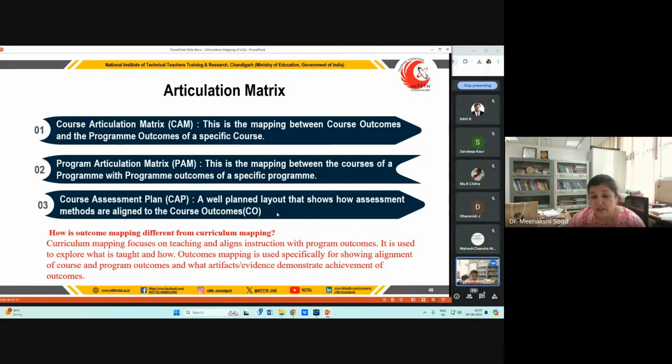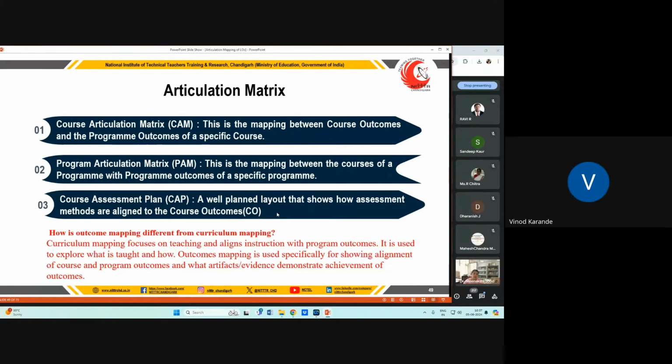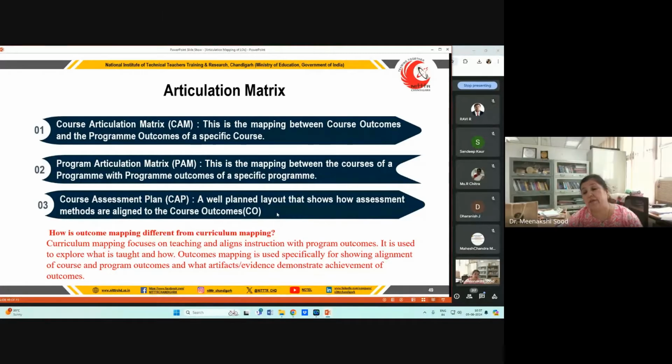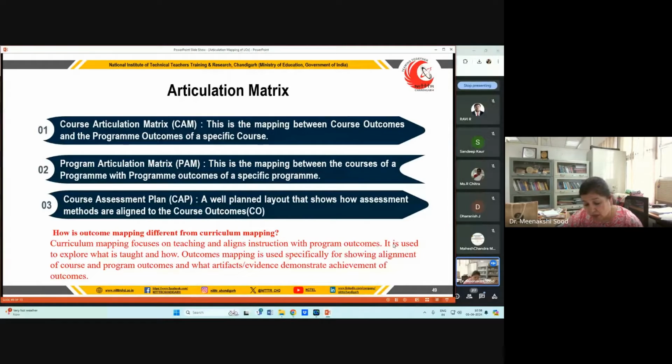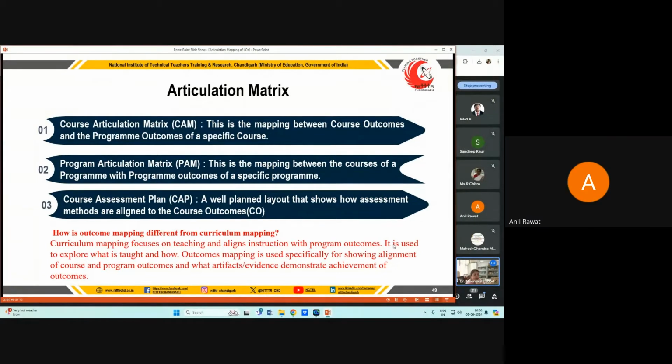The third one, which is important, I think many of you may be doing it, but some may not. That is your assessment method for the course. So the third type of articulation matrix, which I have usually seen is not being done, is your assessment planning with the course outcome. Can anybody give me feedback if they are doing it?